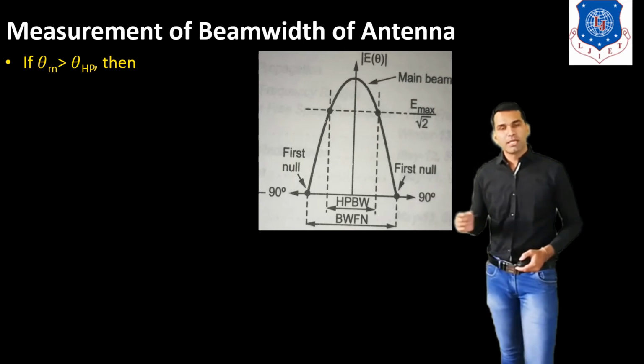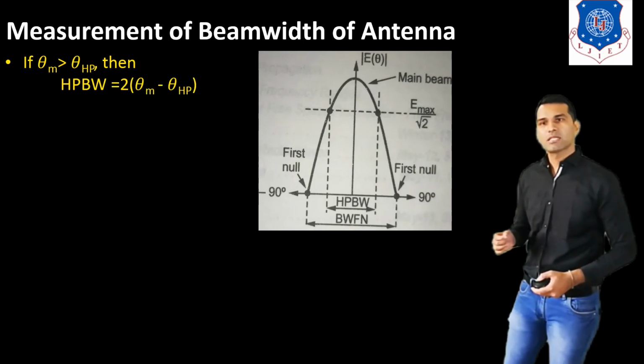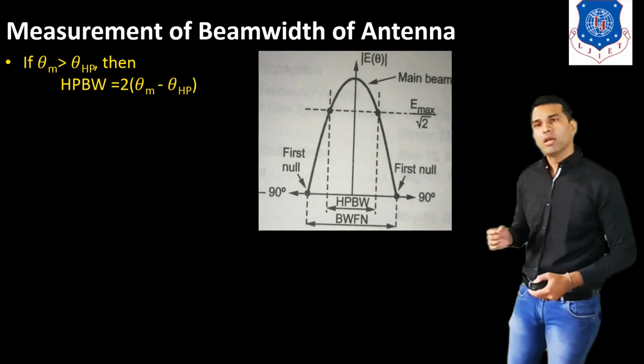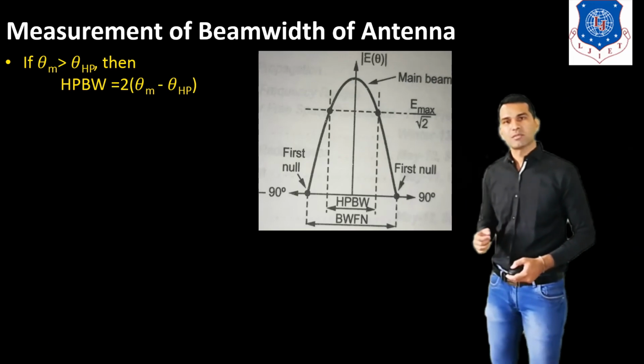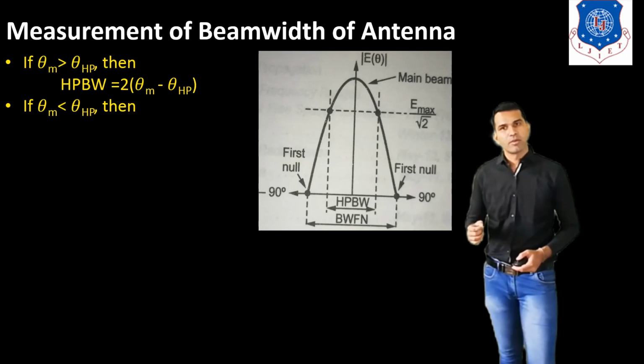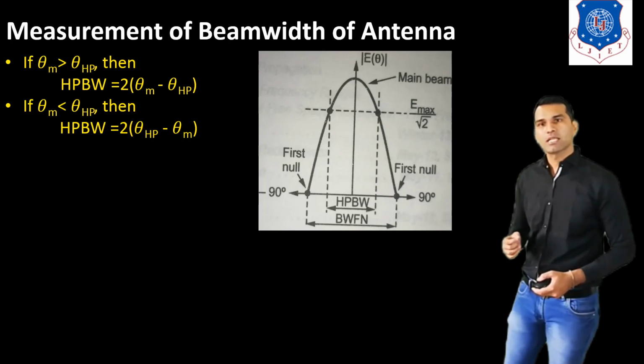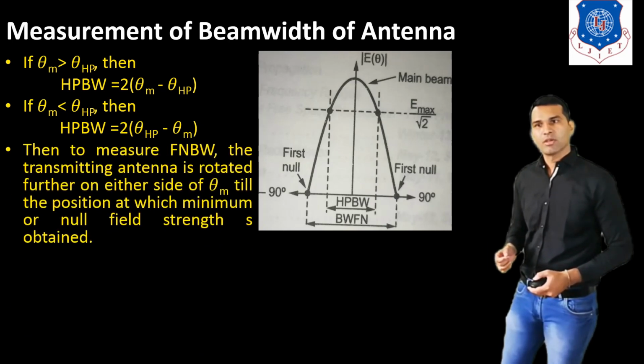So if theta m is greater than theta HP, then we can write HPBW is equal to 2 (theta m minus theta HP). And if theta m is less than theta HP, then we can write HPBW equals to 2 (theta HP minus theta m).